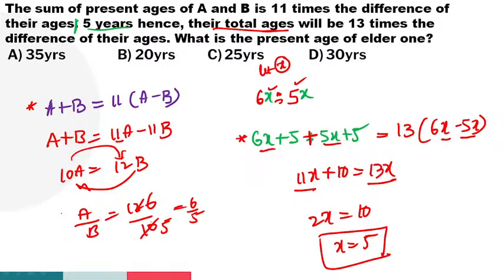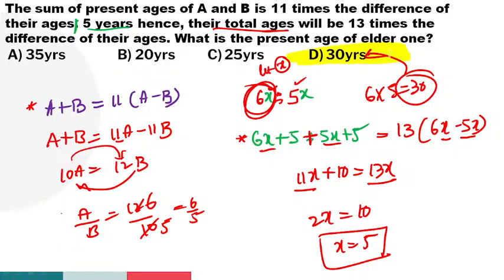We have to find out the elder one. Elder one is how many parts here? 6x. 6 into x value is how much? 30. 6 5s are 30. Which option is the right answer? Option D is the right answer guys. Elder one age is how much guys? 30 years guys. Clear and all of you?